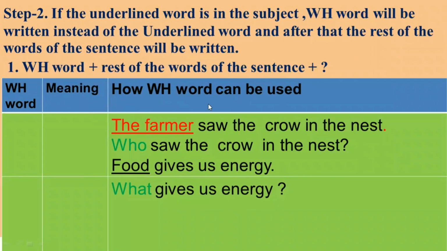So my student, I have said that at first you have to select the WH word. You have to look at the underlined word and select the WH word. So look at the underlined word, here you can see the former. It indicates a person and it is in the subject. So I have said before that if the underlined word indicates a person and it is in the subject, then the WH word will be who. So right here, who.